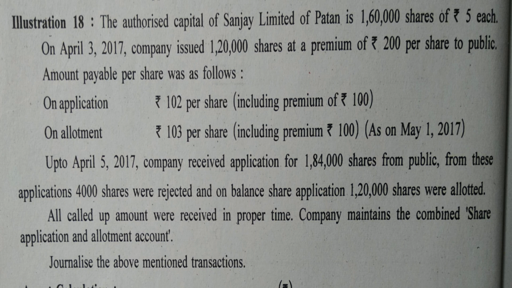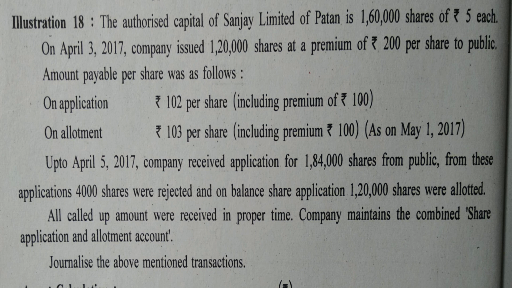On allotment, rupees 103 including premium of rupees 100, as on May 1st, 2017. So 3 rupees is of allotment and 100 rupees of premium. So 100 with application, remaining 100 with allotment. 200 premium is done. Of rupees 5, 2 with application, 3 with allotment. The share is only of 5 rupees.